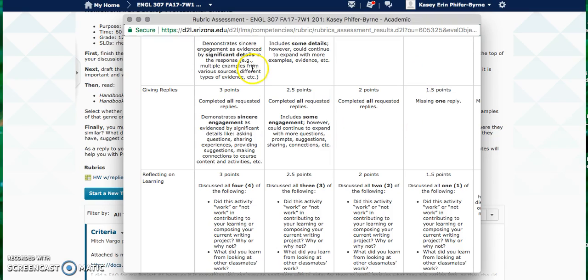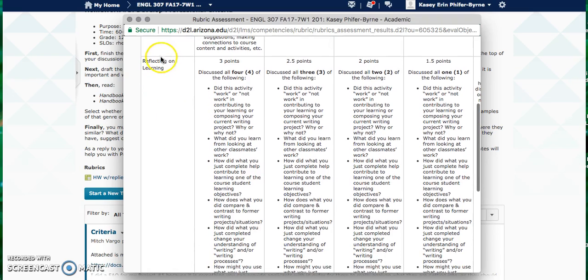But I'm seeing a lot of replies that are kind of limited in engagement, are not really responding with a lot of questions and suggestions and connections, but are more like, great, we had the same thought here, we agreed, and then kind of one example of something that you agreed on. I really need to see more engagement, asking questions, sharing experiences, providing suggestions, making connections to course content and activities, etc., to get full points on giving replies. And the same in reflecting on learning.